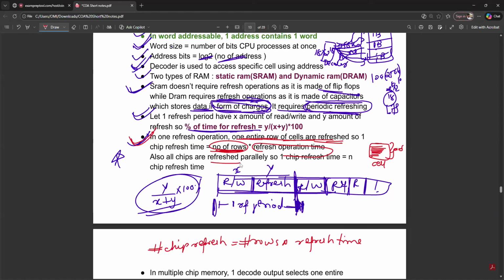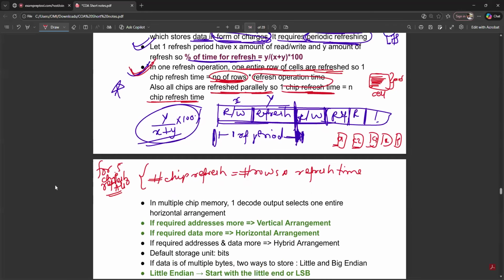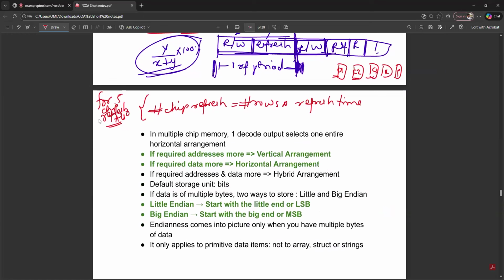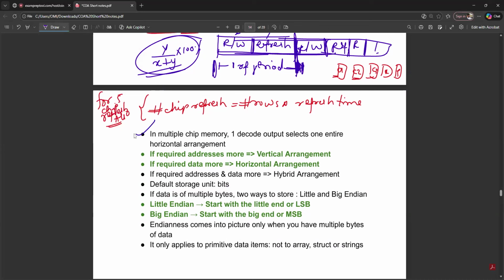Also, all chips are refreshed parallelly. So let's say you have five chips: chip 1, 2, 3, 4, 5. All five chips C1 to C5 are refreshed parallelly. So one chip refresh time is equal to n chip refresh time. This is the time for five chip refresh also, because all the chips refresh parallelly. Got it? Nothing else. It's a very good concept. Please remember it. Okay, so next point.